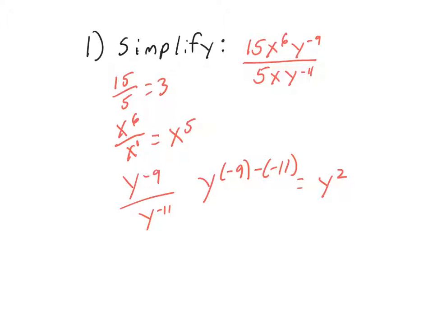Okay, so we'll put that all together, and we're going to end up with 3x to the 5th times y to the 2nd.